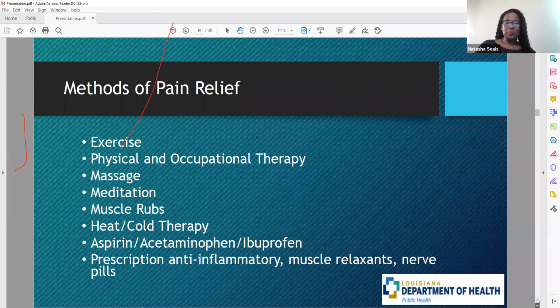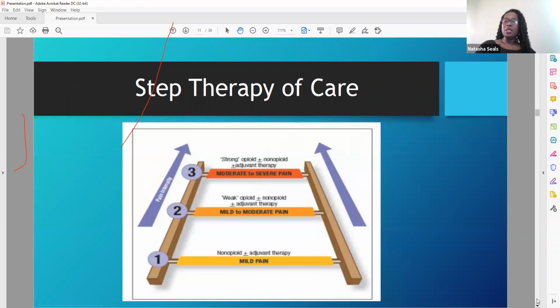Next slide, please. So here we take a look at our step therapy of care. This step therapy of care was designed by WHO, which is the World Health Organization. And it's simply saying that there should be a stepped process in treating your pain. You add on with each level of intensity. So with mild pain, the focus is to use non-opioids plus adjuvants. Those non-opioids, as I said earlier, are things like Tylenol or Aleve, in addition to those adjuvants, and sometimes that can be something as simple as an antidepressant.